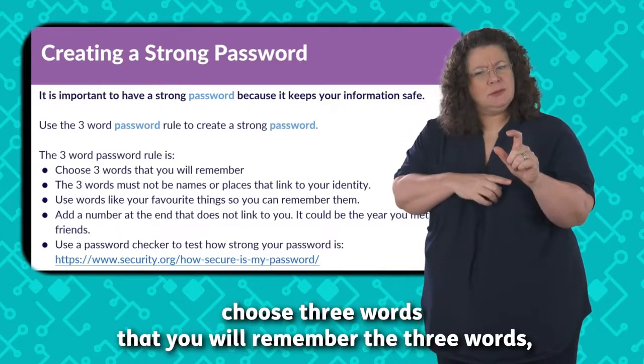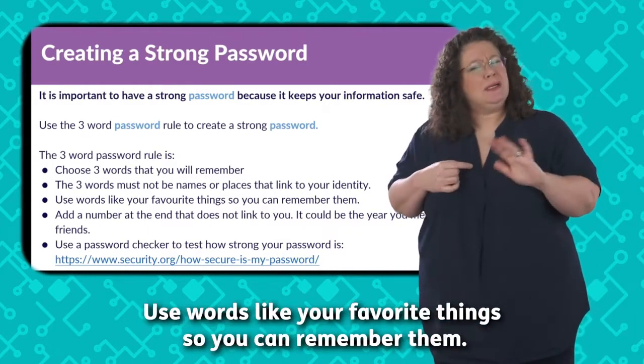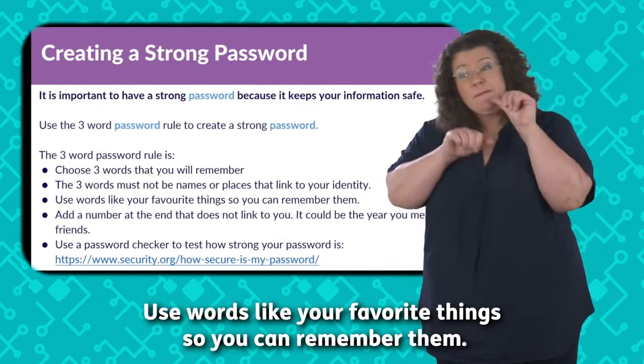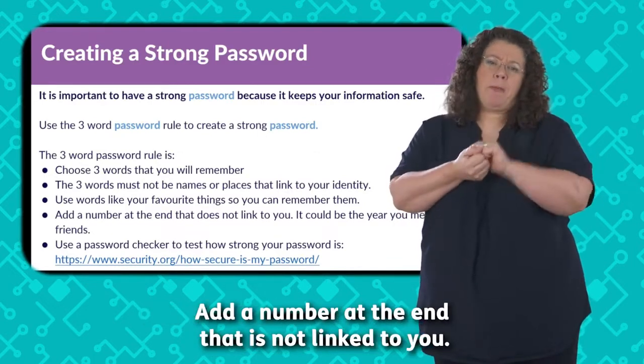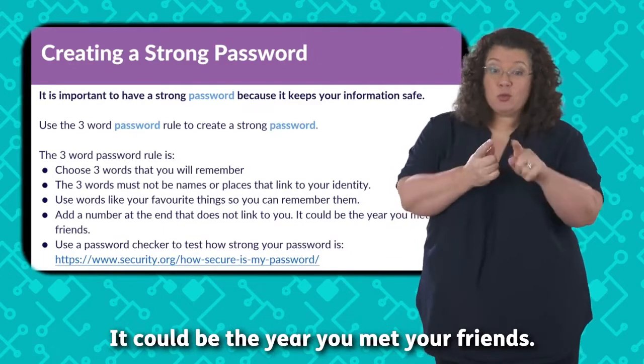The 3 words must not be names or places that link to your identity. Use words like your favorite things so you can remember them. Add a number at the end that is not linked to you. It could be the year you met your friends.